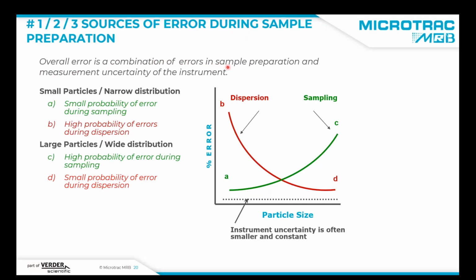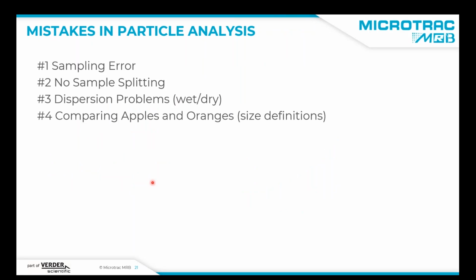The overall error is a combination of errors in sample preparation and the measurement uncertainty of the instrument. If you're dealing with small particles and a narrow distribution, then you have a small probability of error during sampling and splitting, but a higher probability of error during dispersion. If you have large particles and a wide distribution, then the sampling error and the sample splitting error are usually much more pronounced, more severe than the error that you make in dispersion, because big particles are easier to disperse. Okay, so that was the sample preparation part.